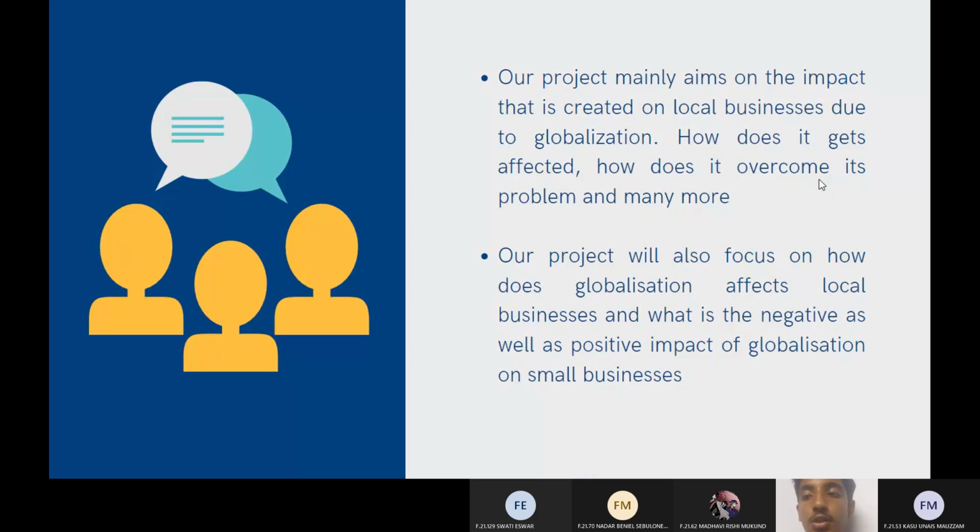It also aims to secure social and economic integration and development of all people around the world. Also, let's have a look at the local commodities, their value, how they overcome their problems, and how far globalization has affected them.